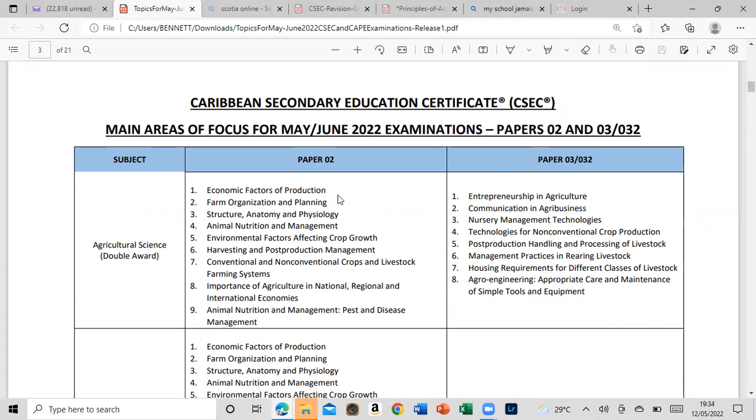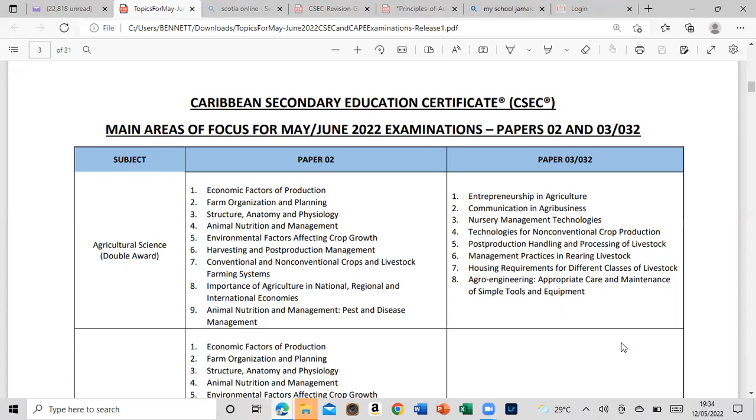So for agricultural science, and this is for double award, we're going to focus on economic factors of production, farm organization and planning, structure, anatomy and physiology, animal nutrition and management, environmental factors affecting crop growth, harvesting and post-production management, conventional and non-conventional crops and livestock farming systems, importance of agriculture in national, regional and international economies. And naturally, you're going to know the advantages, disadvantages, and all of that.